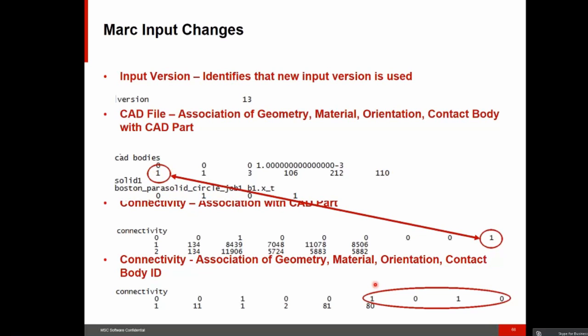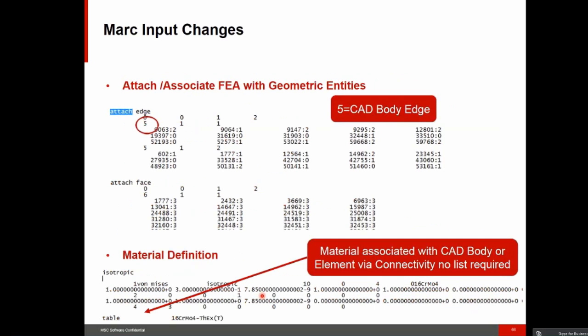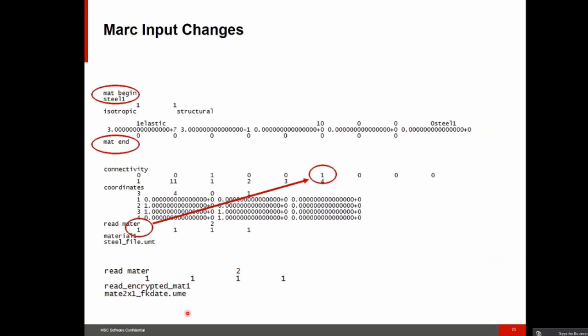Even if you didn't have CAD bodies in your model, on the connectivity section, you'll see something different. It will give you the geometry ID, the material ID, the orientation ID, and the contact body associated with the element connectivity. That was necessary, having to do with the way that we deal with material data files and encryption. So when we have material data, you'll typically not see that list of elements, because that information will have been obtained from the connectivity list.